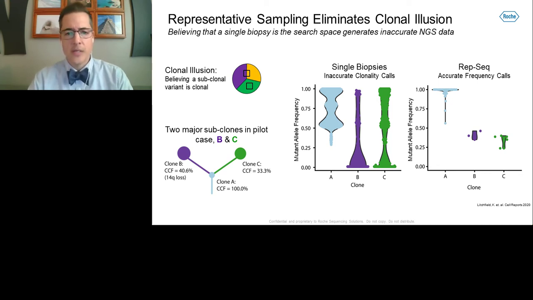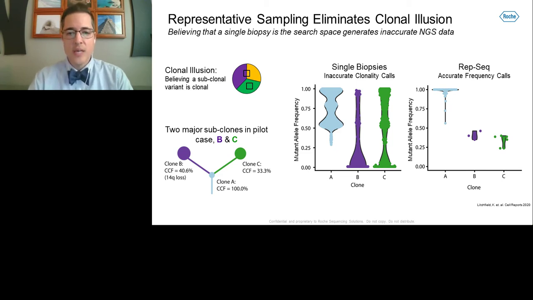And this is what we find in our case study. In this tumor, there were two major subclones. There was a subclone B and C that both derived from the clone A, the parental clone. And when we look at the single biopsies in the middle, what we see is that we have inaccurate clonality calls of the variants that we find in the individual biopsies, all of those 60 biopsies.